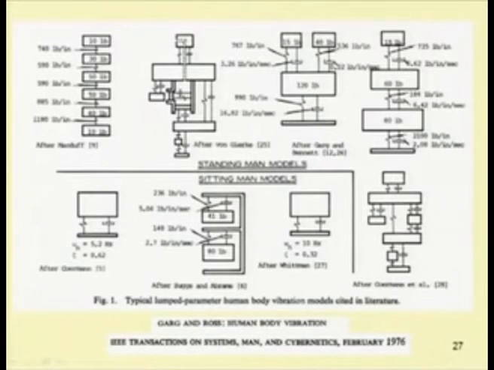So, this is in standing position, and in sitting position also one can develop different models. These are 4 different models developed in the case of the sitting position, and these are the 4 different models developed in the case of the standing position, and this work has been taken from Garg and Ross, human body vibration, IEEE Transactions on Systems, Man and Cybernetics, 1976.